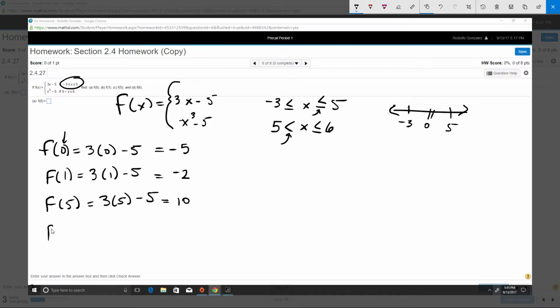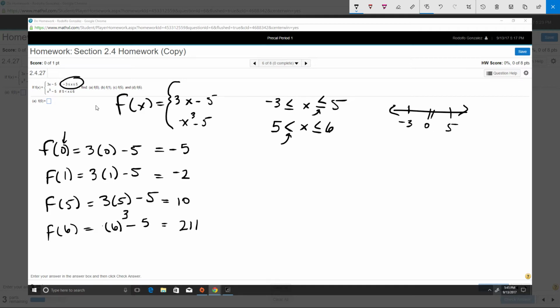Okay? And then the last one, of course, we're going to have f of 6. So this one obviously doesn't have 6 in it, so we're going to end up using this one right here. Okay, so we'll use the other function, which is going to be 6 cubed minus 5, right? And so whatever we get for 6 cubed, so 6 times 6 is going to give us 36, and then 36 times 6 again would end up giving us 216. So 216 minus 5 would give us 211. Okay? So remember, this is 6 cubed, so 6 times 6, 36, times 6 is 216, minus 5 gives us 211. Okay? And that's pretty much it.